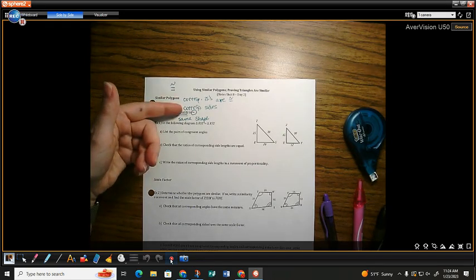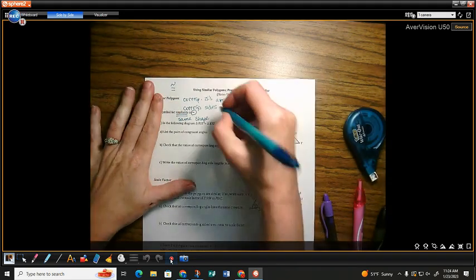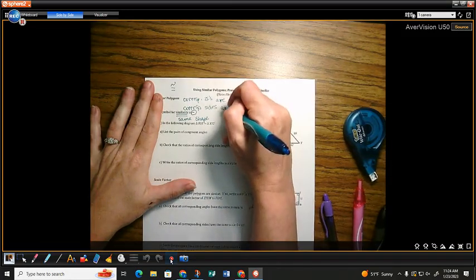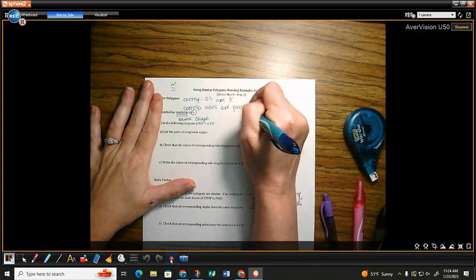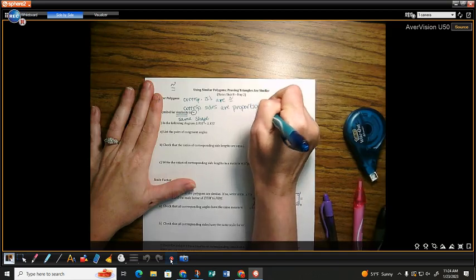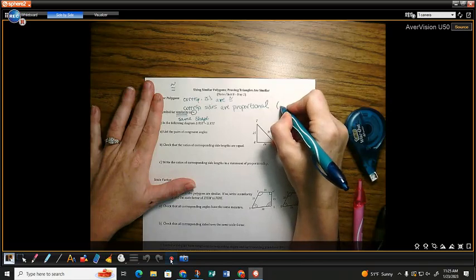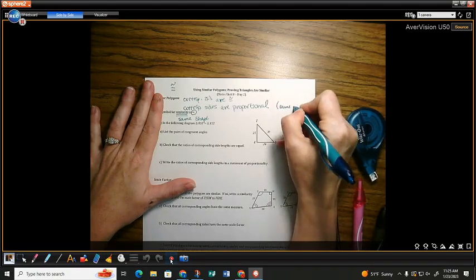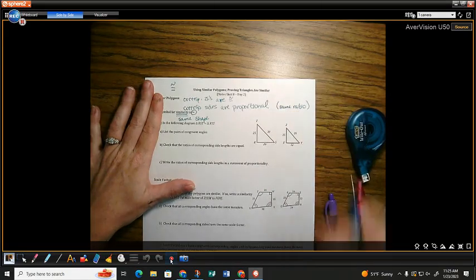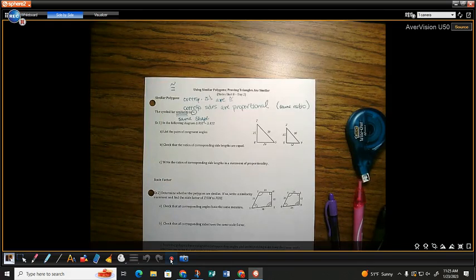So our corresponding sides aren't going to be congruent. Our corresponding sides are proportional. That means whenever I make a ratio comparing one part of a triangle to its corresponding part in the other triangle, they will make the same ratio.